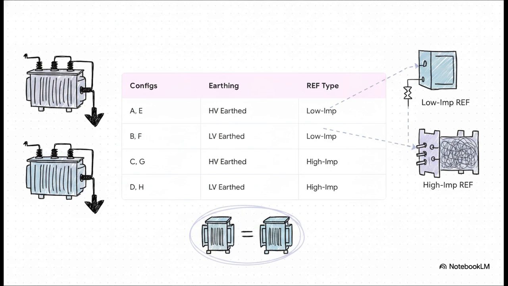The relay gives you 8 standard configurations, A through H. Configurations A and E are for your high-voltage earthed neutrals using low-impedance REF. B and F are for low-voltage earthed systems, again, using low impedance. Now, configurations C and G protect the high-voltage side, but they use high-impedance REF. And finally, D and H protect the low-voltage side using high impedance. The big takeaway here? Choosing C, G, D, or H strictly requires equal CT ratios.